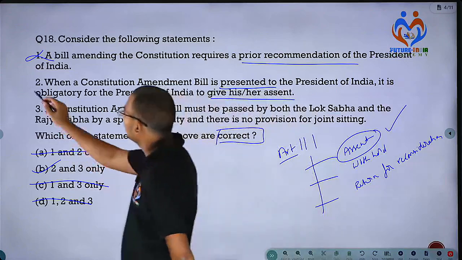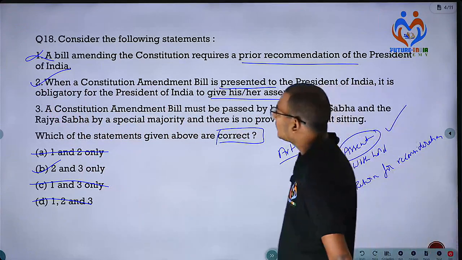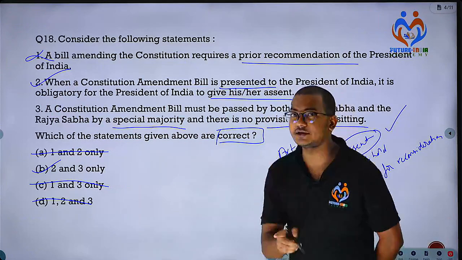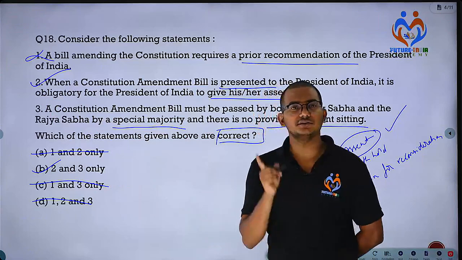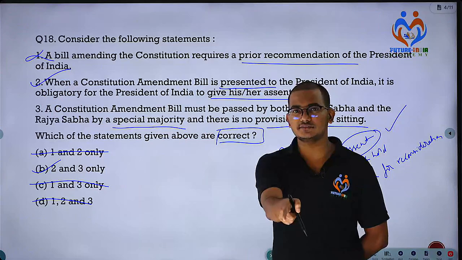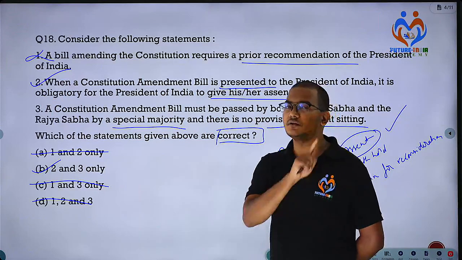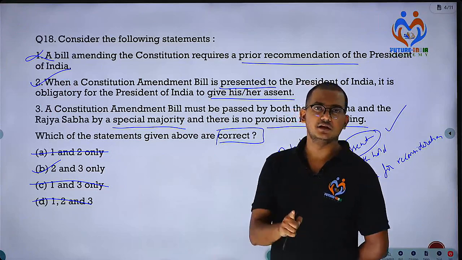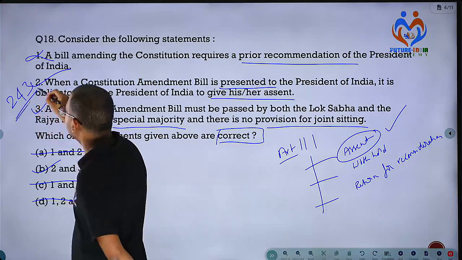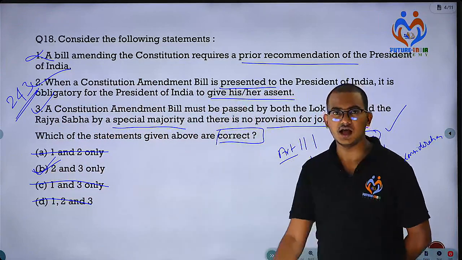So this is correct. A constitutional amendment bill must be passed by both the Lok Sabha and the Rajya Sabha by a special majority. I have already told you there is no provision for joint sitting, and I told you in the last class, whenever you are using article 108, whenever president is calling for the joint sitting, it can be called only for the ordinary bills, not for the money bill and not for the constitutional amendment bill. So this option is also correct. So your answer is 2 and 3. So by the option verification method, initially only you got the answer.